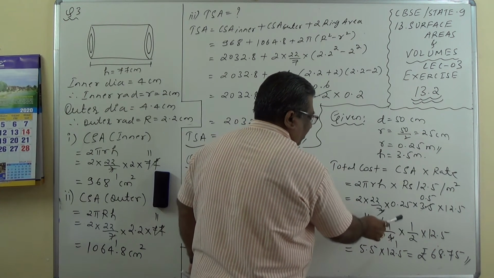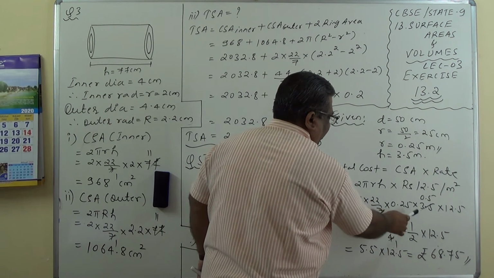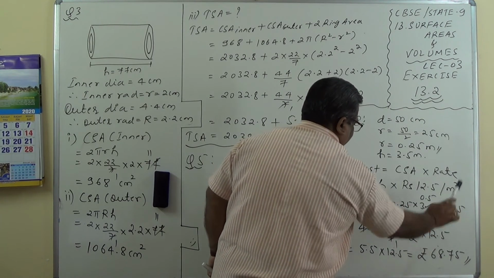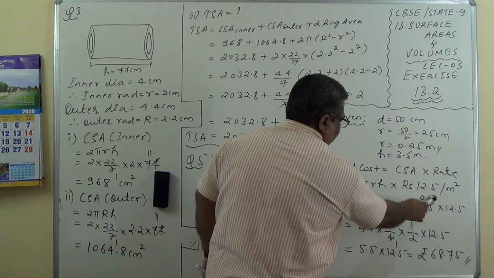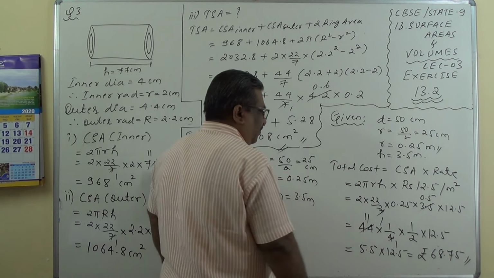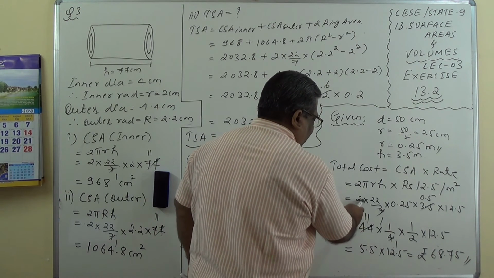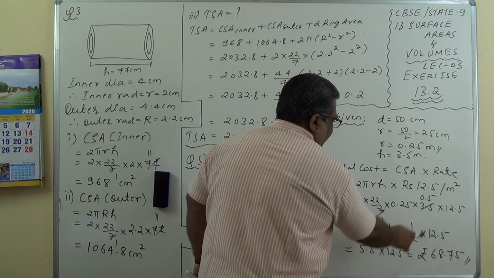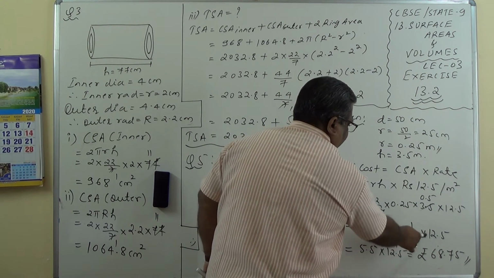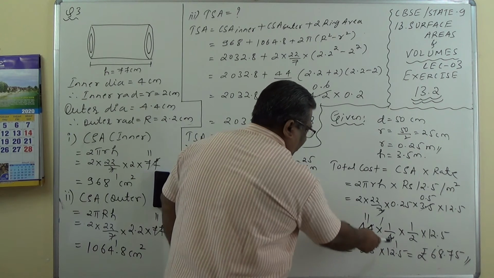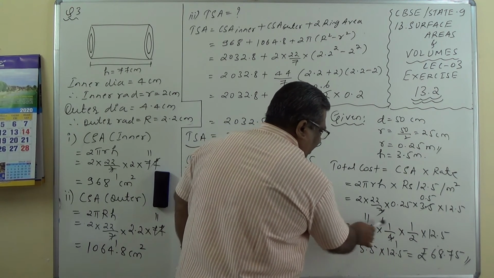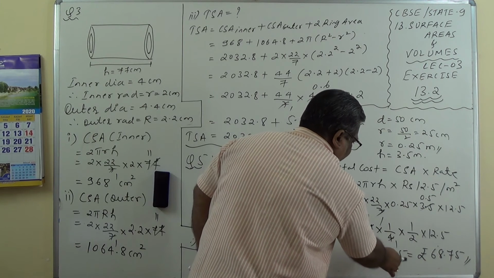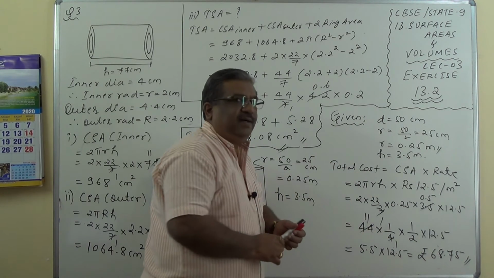2 into 22 by 7 into radius 0.25 meter into 3.5 meter height into rupees 12.5. So 7 ones are 7, 0.5s are 3.5. Here a little bit of modification: 2 into 22 is 44, 0.25 is nothing but 1 by 4 and 0.5 is nothing but 1 by 2, into 12.5 as it is. So 4 ones are 4, 4 elevens are 44, so 11 divided by 2 gives you 5.5, and here it is 12.5. 5.5 into 12.5 gives you rupees 68.75.